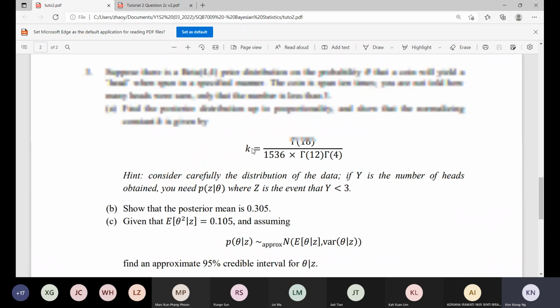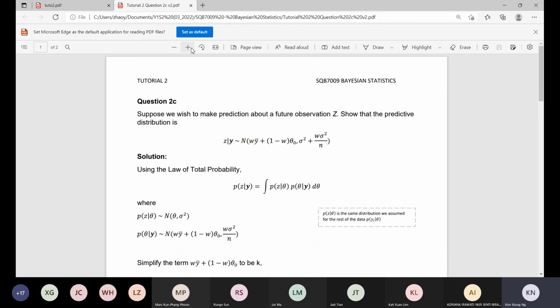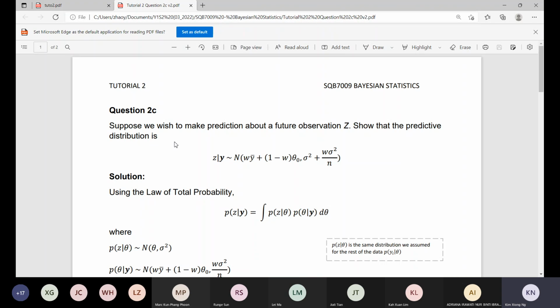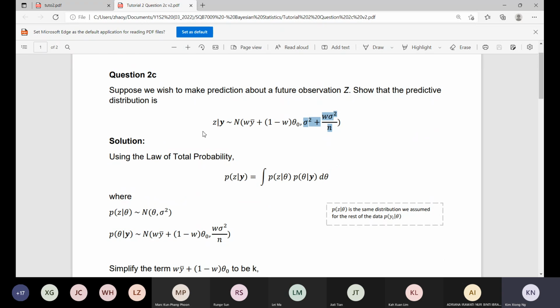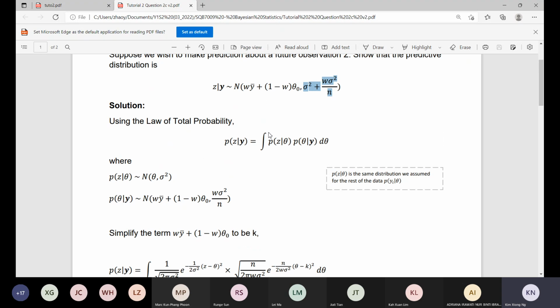Yeah, my part is for the 2C. Suppose we wish to make a prediction about a future observation, show that the predictive distribution of Z given Y follows the normal distribution with this mean and this variance. So by using the law of total probability, for Z given Y, we need to integrate, average over dθ, the joint distribution, that is Z given theta, and then theta given Y, the posterior distribution.